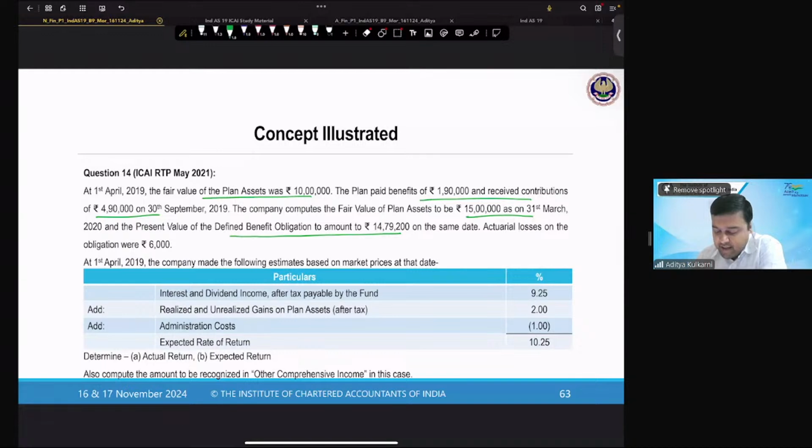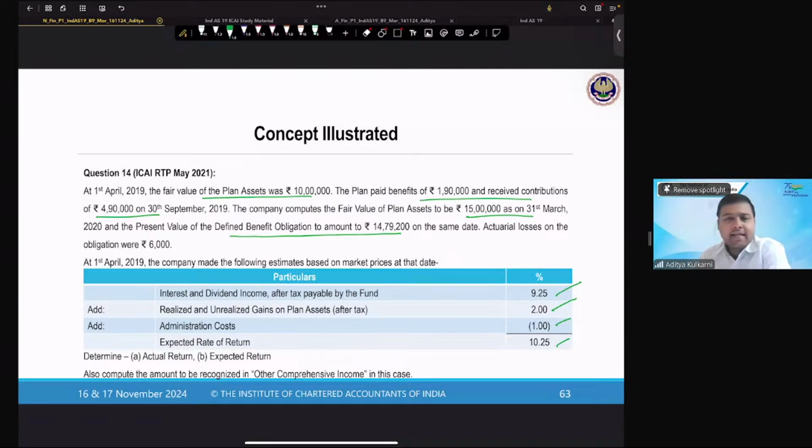At 1st April 2019, the company made the following estimates based on the market prices at that date. Interest and dividend income after tax, 9.25%. Realized and unrealized gains on plan assets, 2%. Administration costs, -1%. So expected rate of return is 10.25. Determine the actual return, the expected return, and also compute the amounts to be recognized in other comprehensive income in this case. So this is the question that is there.